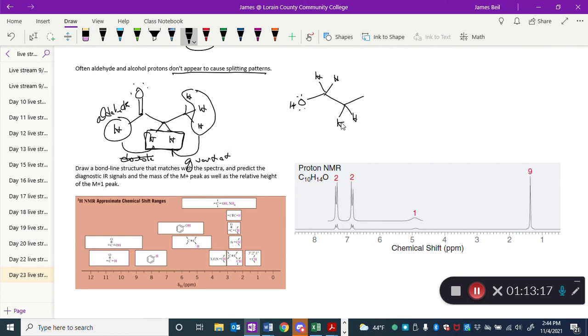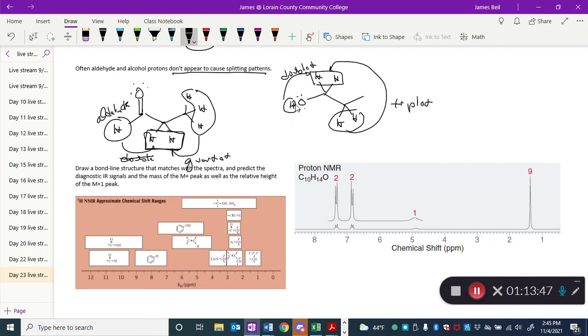chiral center. These 2 would be enantiotopic, they'd be equivalent. And so since they're equivalent, I can apply the n+1 rule. These 2 should split these 2 on the neighboring carbon, 2+1, into a triplet. This one, since it's on an adjacent atom, should also cause splitting, 1+1, into a doublet. So for these 2 hydrogens, I might see a doublet of triplets or a triplet of doublets.